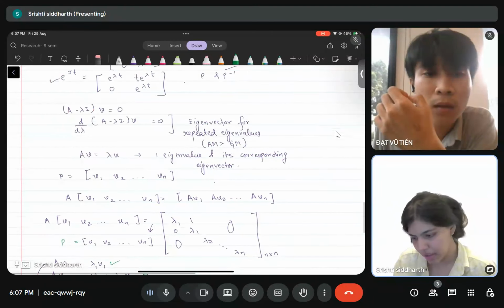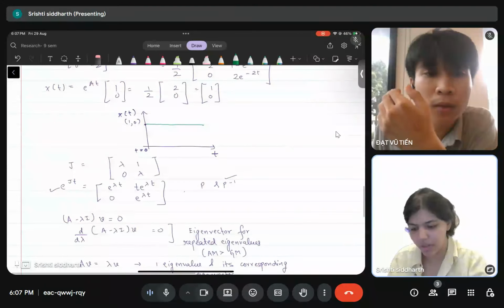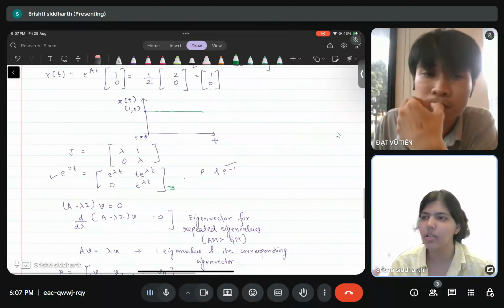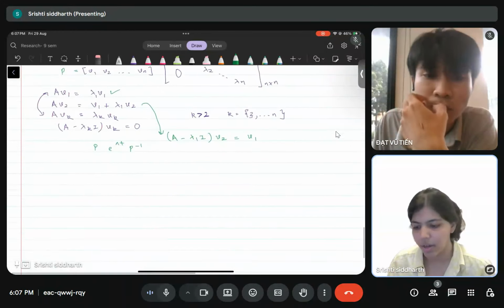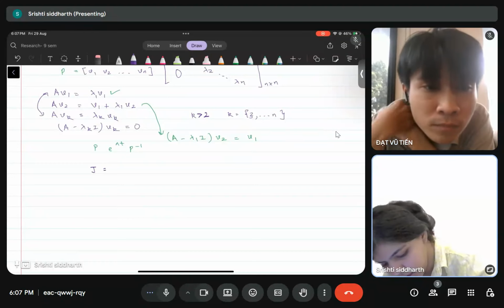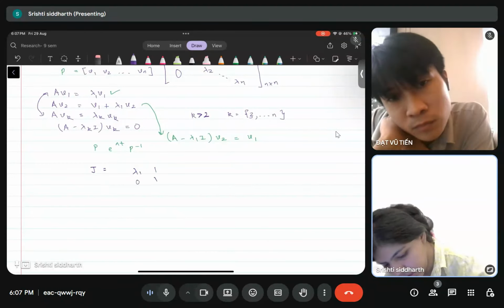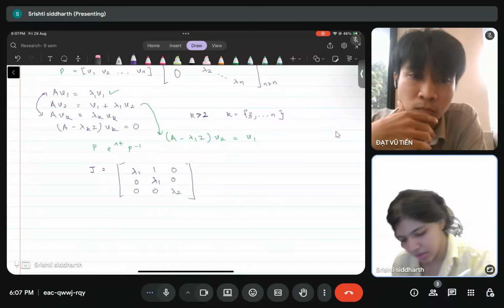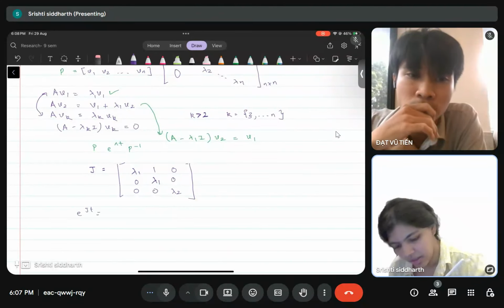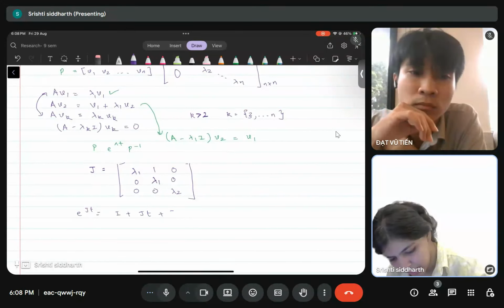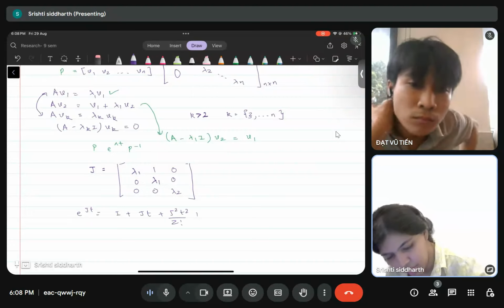So P, lambda, and T inverse. And e to the power lambda t in this case is, for the simplest case, this. For example, if it's a third order system and there are two eigenvalues which are repeating, then the Jordan normal form would be lambda 1, 1, 0, lambda 1, and lambda 2. We can find out the eigenvectors. So this would be e to the power Jt, which is very easy to compute. This is I plus Jt plus J square t square by 2 factorial and so on.